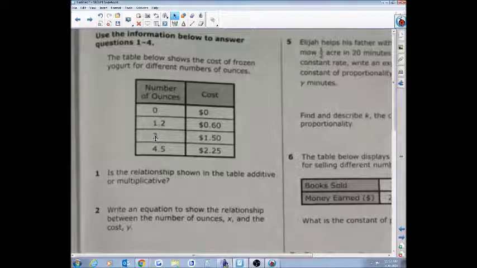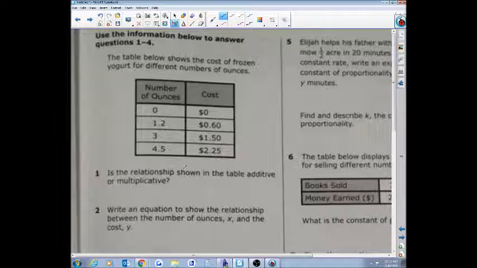Okay, page 39. The table below shows the cost of frozen yogurt for different numbers of ounces. For 0 ounces, the cost is $0. For 1.2 ounces, you've got 60 cents. 3 ounces, $1.50, and 4.5 ounces, $2.25.